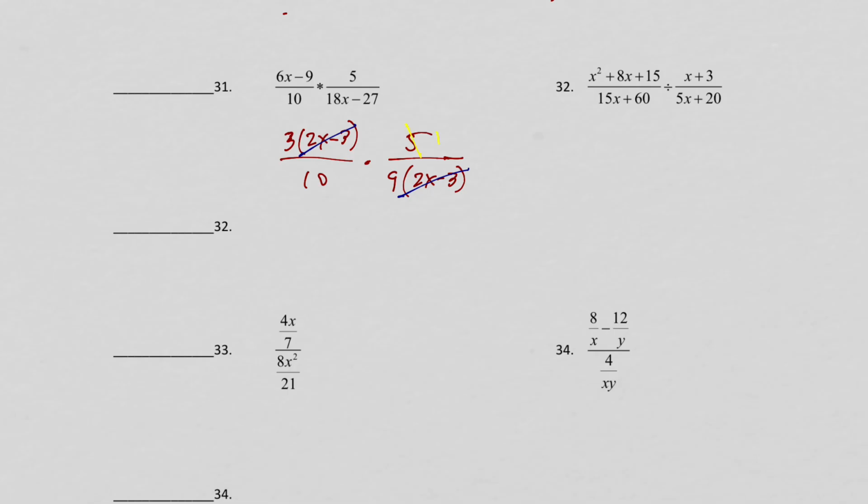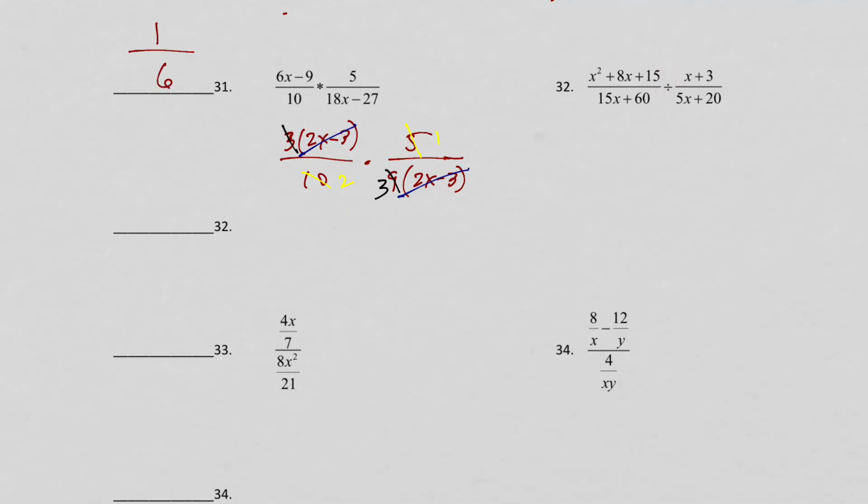5 goes into 5 once, but into 10 twice. And 3 goes into 3 once, but into 9 3 times. So when I multiply across the top, I just get 1. And when I multiply across the bottom, I got 2 times 3, which is 6.